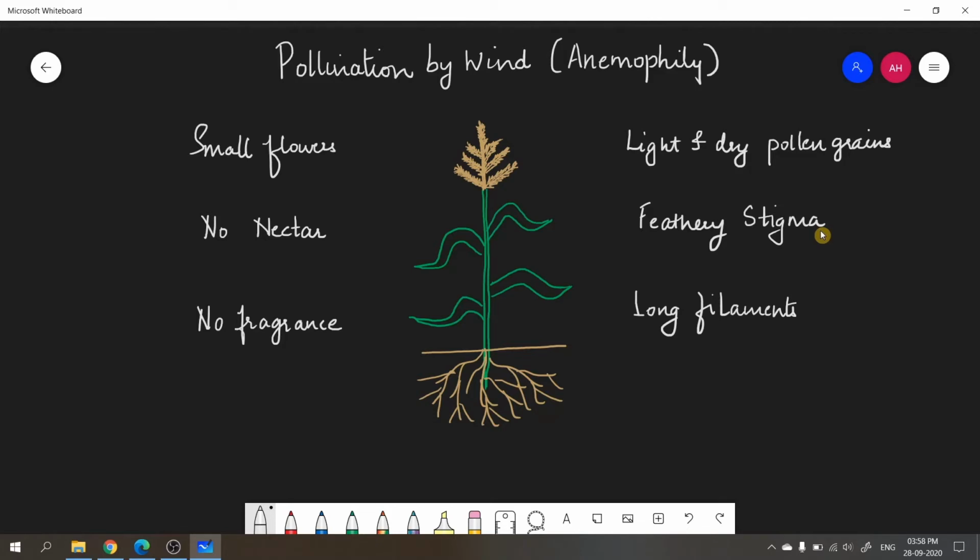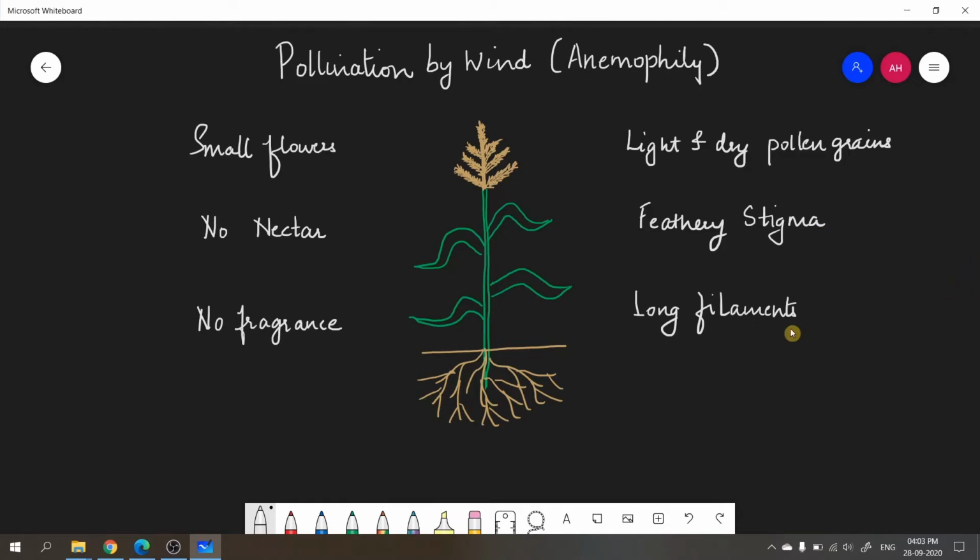Because the wind, when it blows, will easily carry the pollen grains from the anther and drop them on the stigma. So that is the reason both the stigma and the filaments are long enough and well exposed, so that the wind can easily carry the pollen grains.